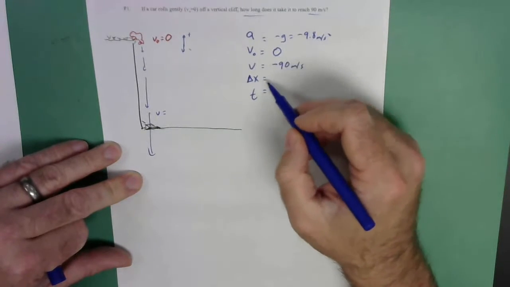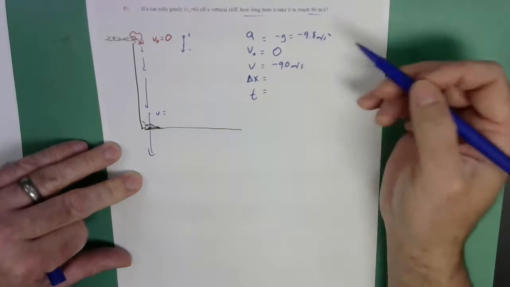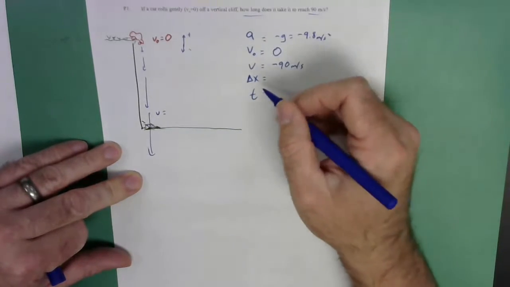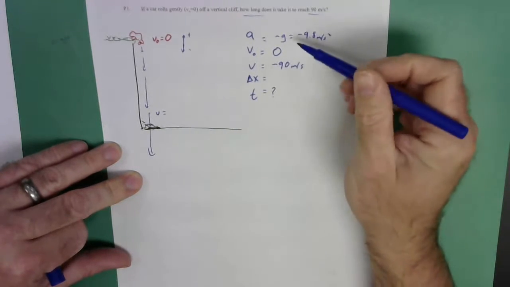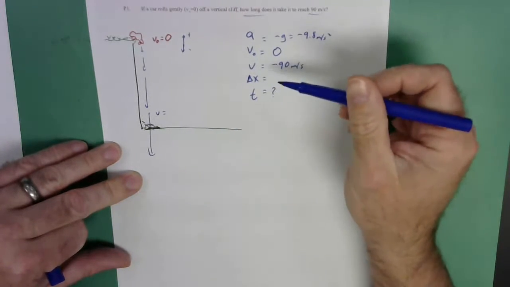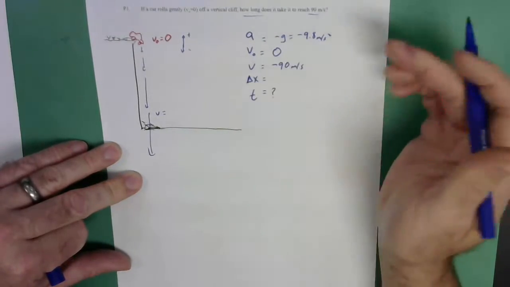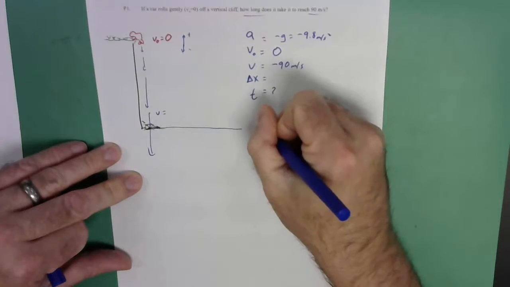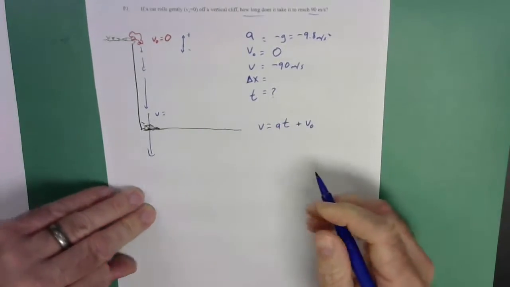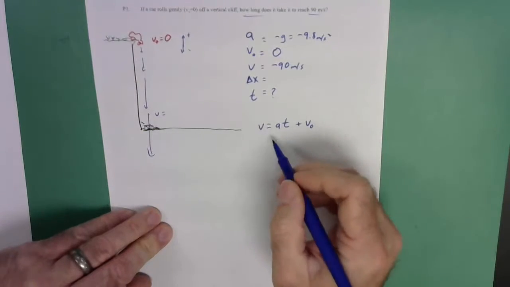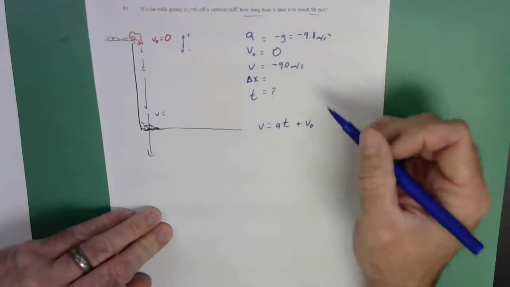My initial velocity is 0. Final velocity negative 90. Look, that's three variables, and we're trying to solve for how long it takes to get there. I'm pretty sure they want us to find the time. I would like to use a formula that doesn't have delta x. The kinematics formula that doesn't have displacement is this one: v equals a t plus v naught. So I'm going to list out my equation. I'm trying to find the time.